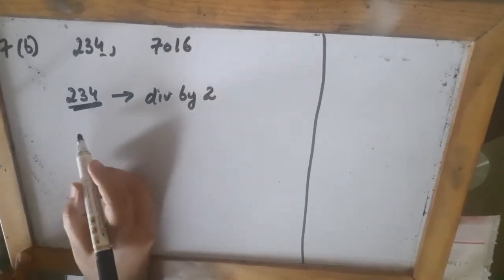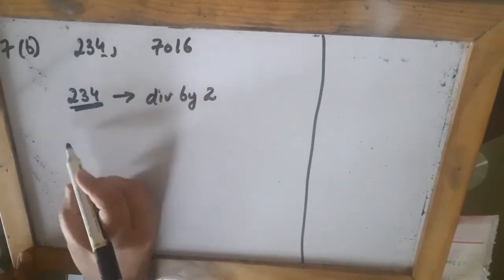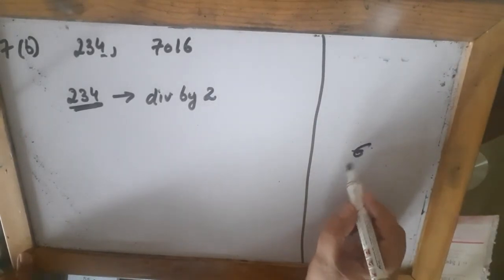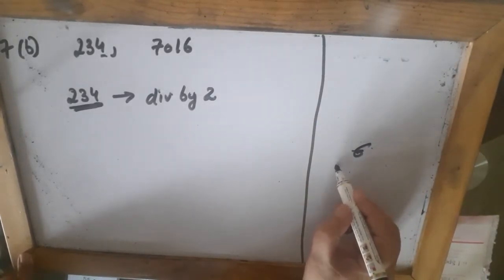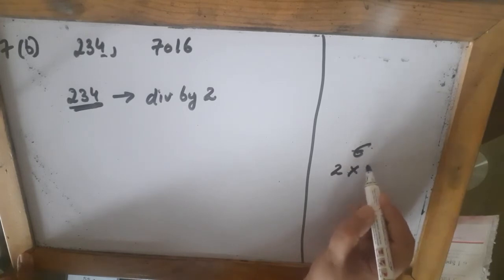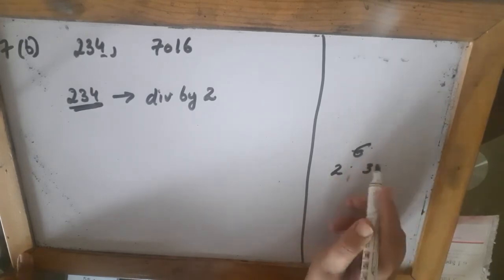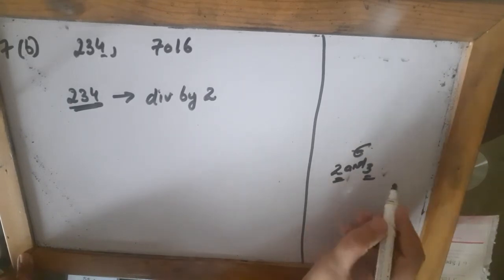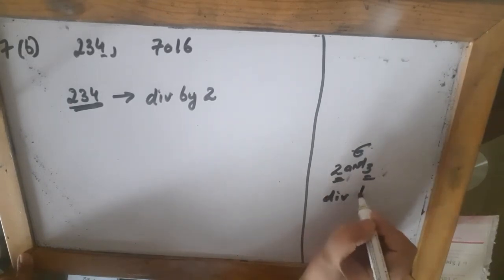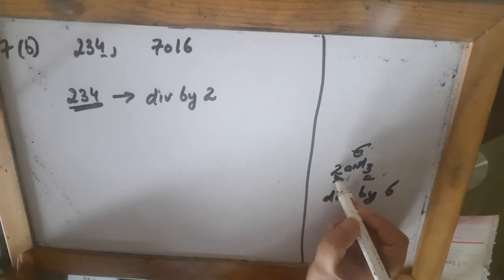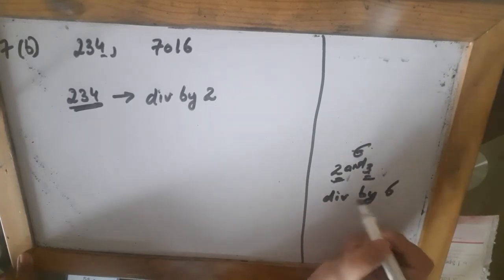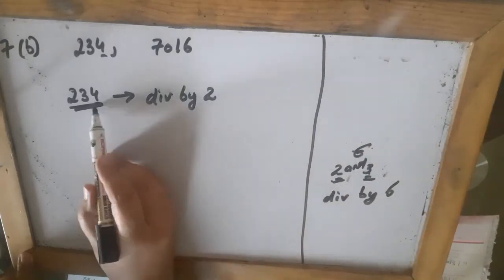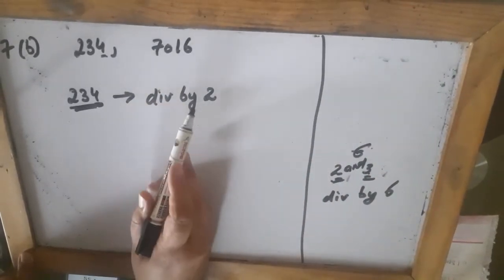Now I have to check its divisibility by 6. What is the rule of 6? The rule of 6 says that the number should be divisible by both 2 and 3, right? If the number is divisible by both 2 and 3, the number is divisible by 6 also. Like 2 3s is 6. I have checked the divisibility by 2, so this is divisible by 2.